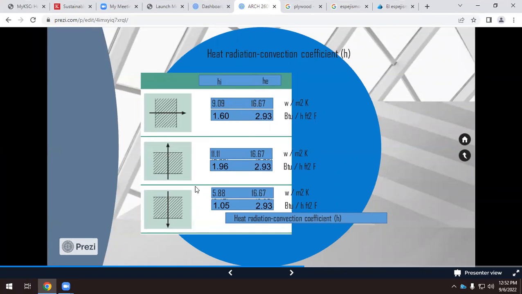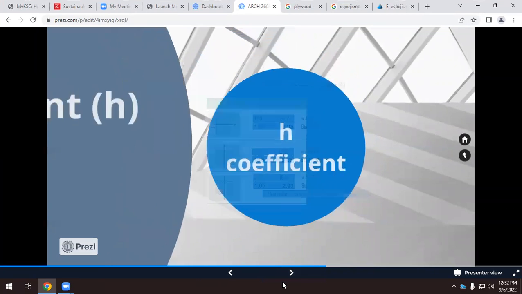And we need a value. Okay, so we have a table, or we can use this value, and that's it. We need to know it.